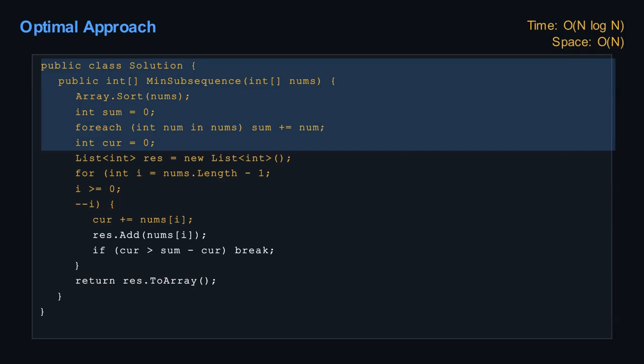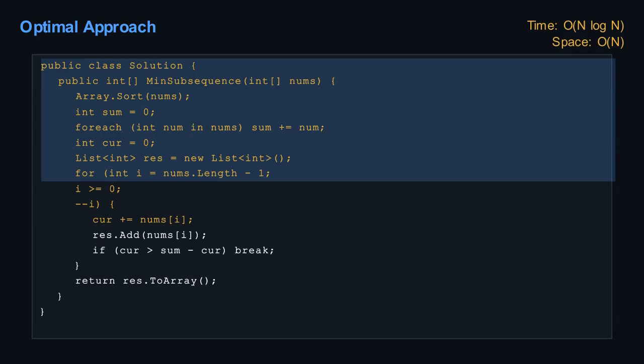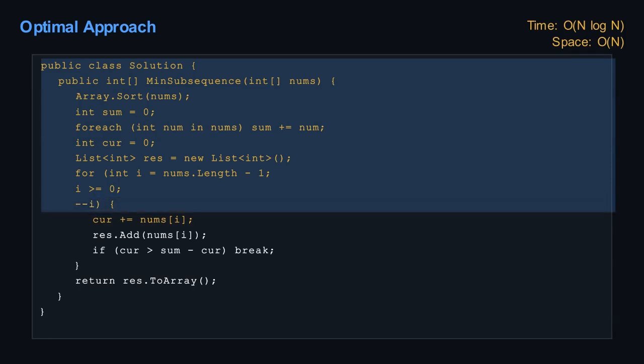We iterate through the sorted array from the largest element downwards. In each step, we add the current largest number to our subsequence sum and append it to our result list. Crucially, after adding each number, we check if our current subsequence sum is strictly greater than the remaining sum, which is total sum minus current subsequence sum. If it is, we've found our minimum subsequence and can stop, returning the result list.